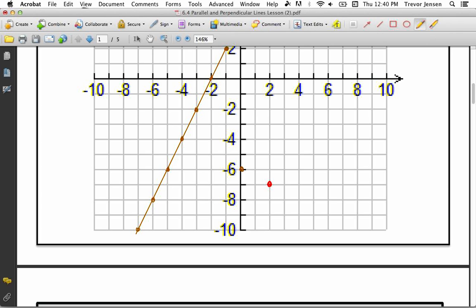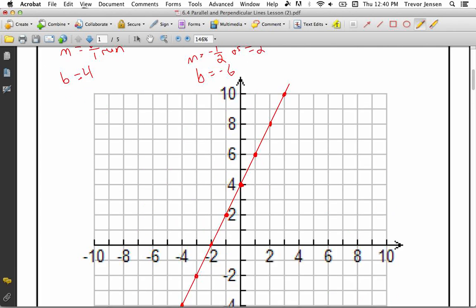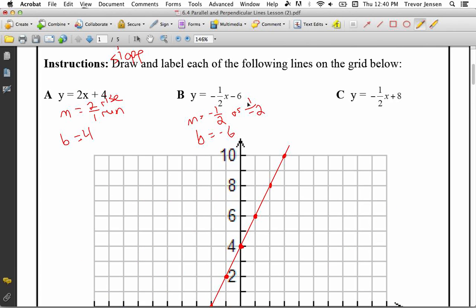And then keep going from that point: down 1, right 2 again, down 1, right 2 again, down 1, right 2 again. Now if I want points on the other side of my y-intercept, I'm going to do the opposite of down 1, right 2, and that's up 1, left 2. And that's exactly what the slope of 1 over negative 2 tells you to do.